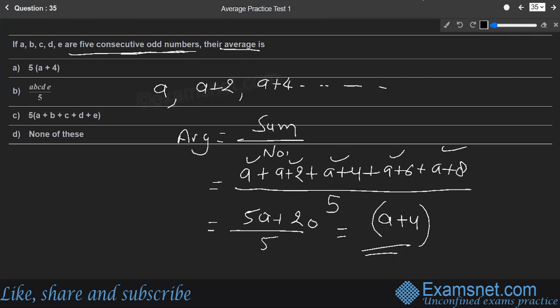Let us see where it is available. It's not available in any of the options given, so clearly the answer is none of these. The right average is A plus 4.